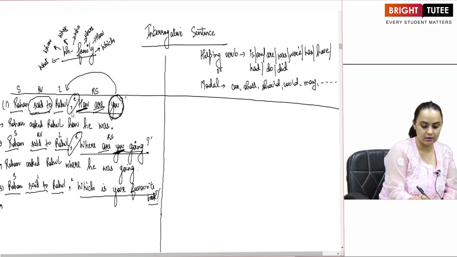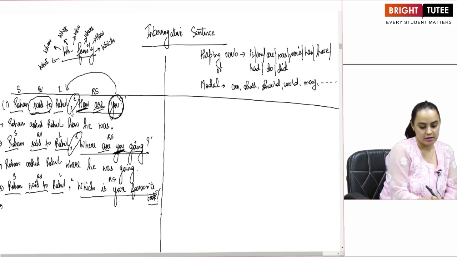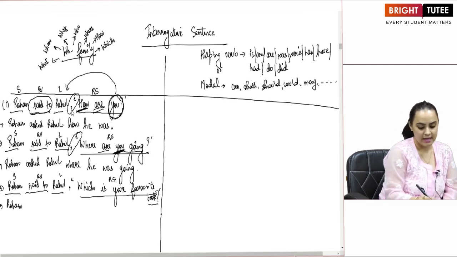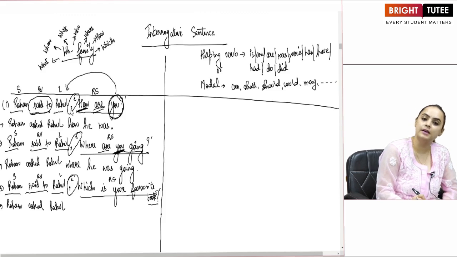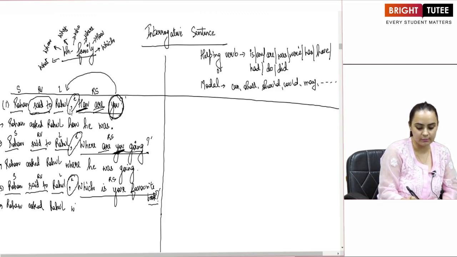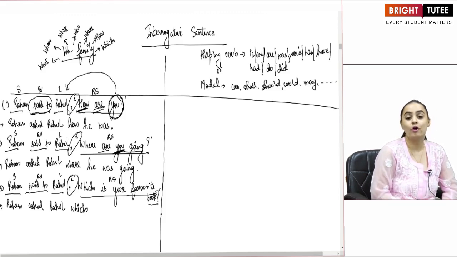Rohan is the speaker, reporting verb, listener, reporting speech. Speaker remains the same, so Rohan remains as it is. Said to changes to asked. Rahul remains as it is. We remove the commas and we use the WH family word. What is my WH family word? Which. Then comes your subject.